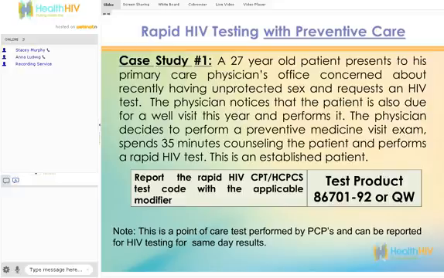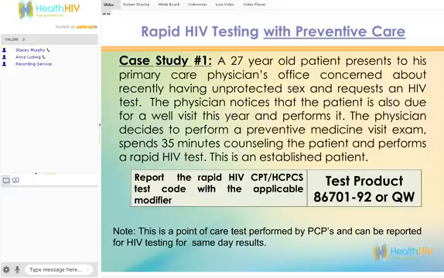Basically, we're using the same case studies throughout the webinar series, but we'll be focusing on the codes based on that particular topic in the webinar series. So this is a rapid HIV test with preventive care, and even though it says preventive care here, we're only talking specifically about the test. So this is a 27-year-old patient that presents to his primary care physician's office, concerned about recently having unprotected sex, and requests an HIV test. The physician decided to also do a well visit. But again, we're just talking specifically about the HIV test code component.